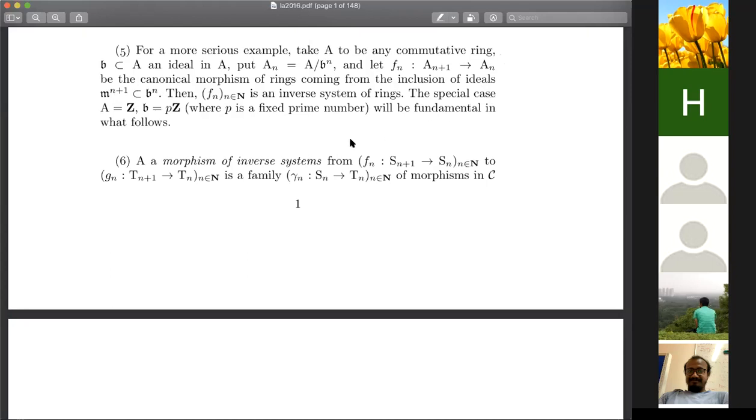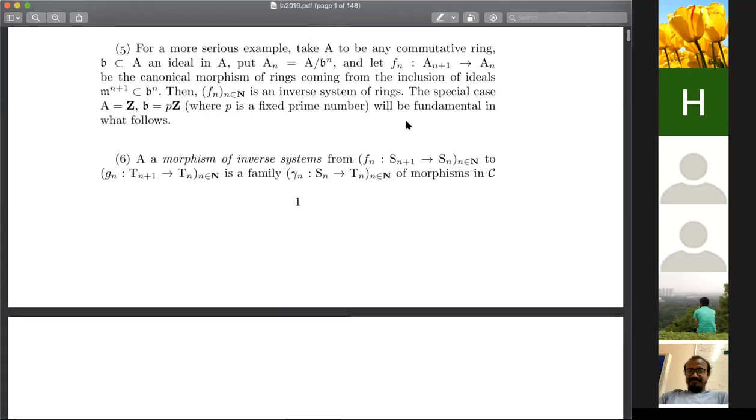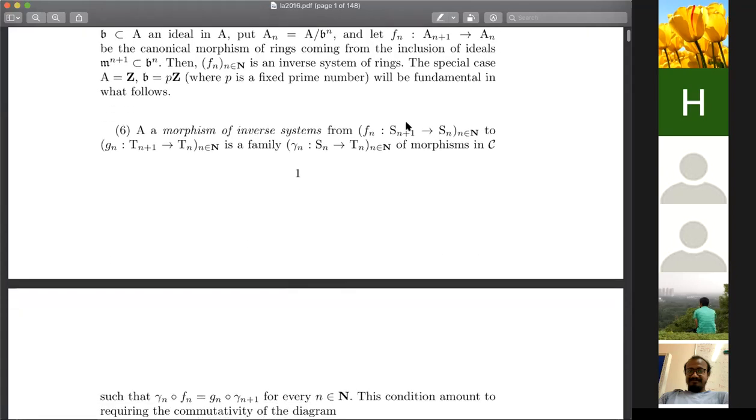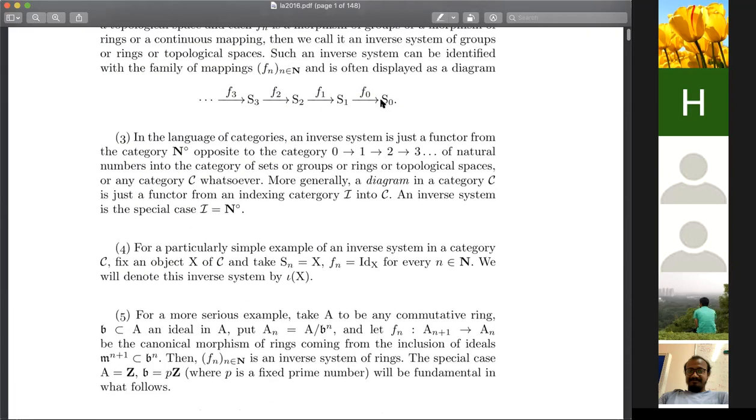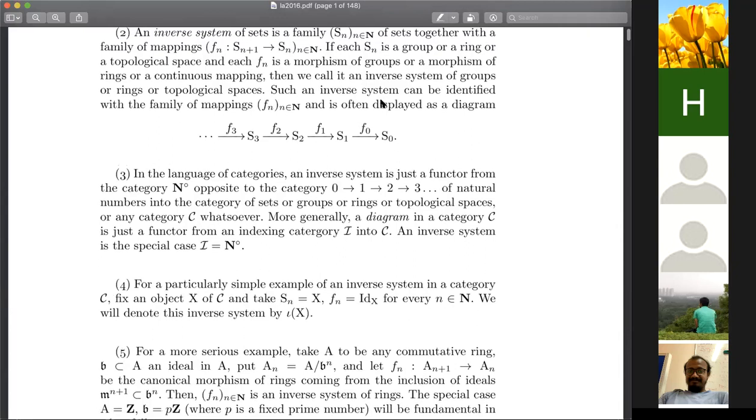And that's an example of an inverse system. A really special case of this is when you take the ring Z and take B to be the ideal PZ, where P is a fixed prime number. And this example will be very basic in what we are going to do in this course. Okay, so that's the notion of an inverse system.